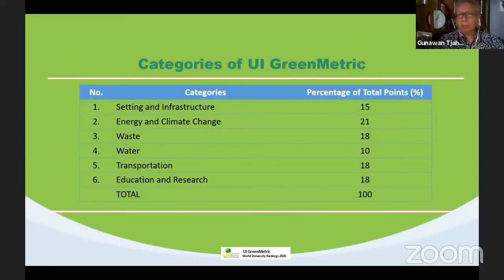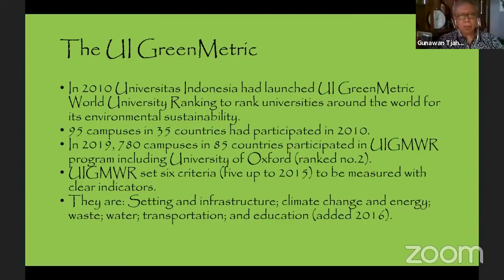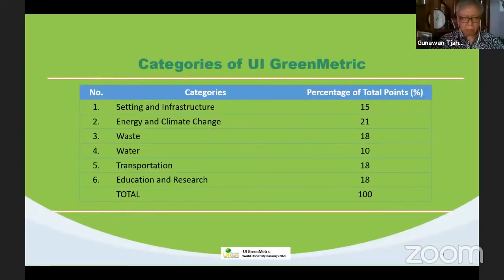For setting and infrastructure, we put 15% of the total. Energy and climate change is 21%, waste 18%, water 10%, transportation 18%, and education and research 18%. How much the percentage is had been discussed by expert members. We invited a lot of outside expert members on green also.